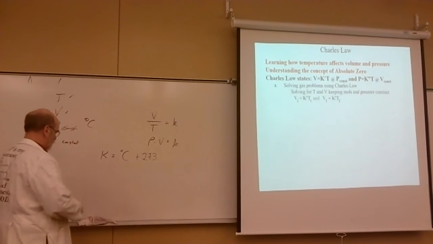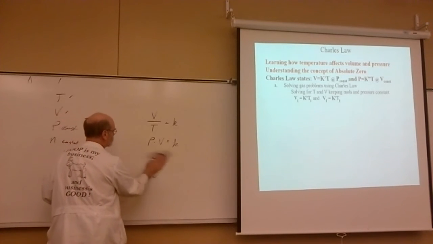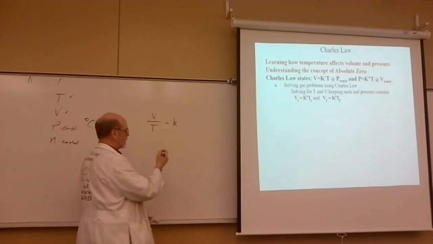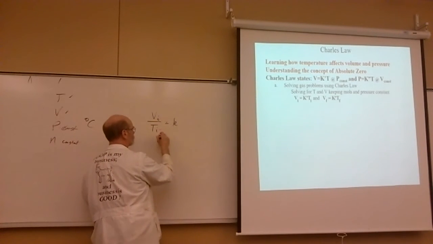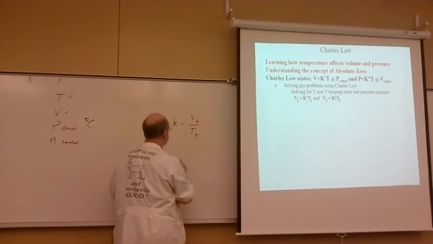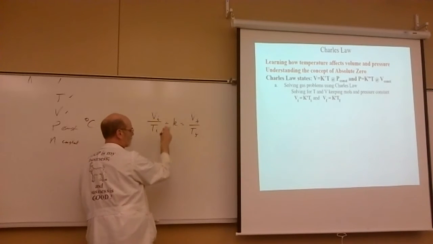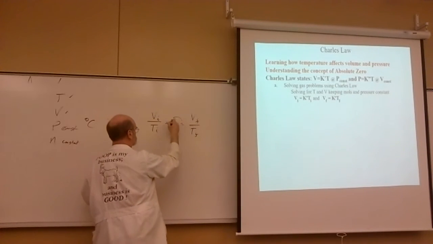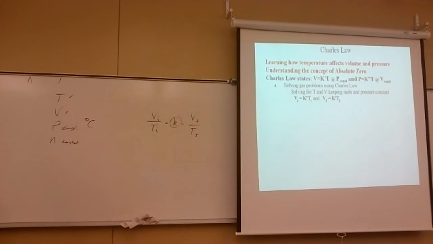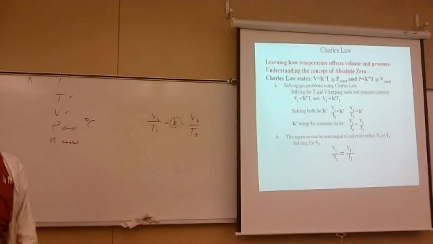So, Charles determined that that was a constant, and you can do the same thing with this one that we did with Boyle's. So this is before, say initial, and this is after, right? So that's equal to that because of the transitive property. So Vi over Ti equals Vf over Tf, or V1 over T1 equals V2 over T2. Okay, you can solve for the unknown just like we did for Boyle's.